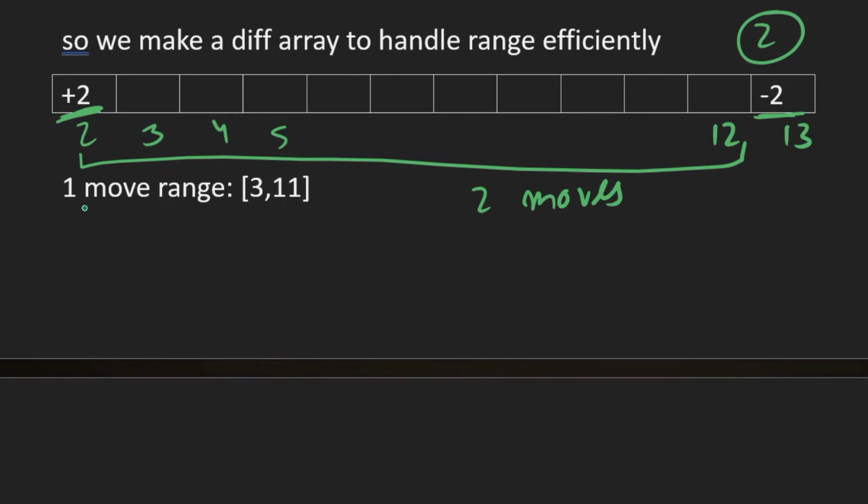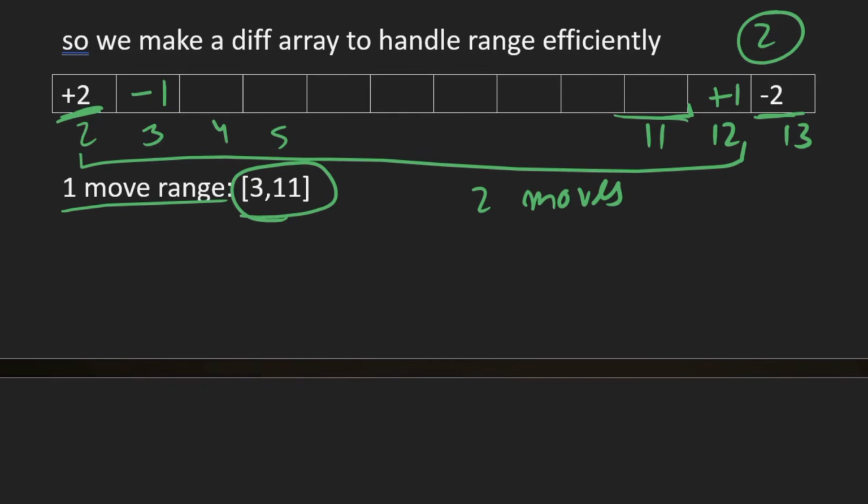And then we handle the one move range. The one move range was from 3 to 11. From 3 to 11, so we do minus 1 here, and 11 is up to here, so minus 1 will be up to here. Then we again have to plus 1 here, because the minus 1 will be up to 11 only, right? Up to 11 only minus 1 should be affected.